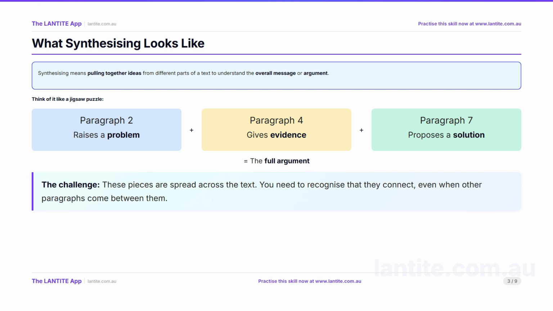But here's the challenge. Those pieces are spread across the text with other paragraphs in between. You might read paragraph 2 and then not see the solution until paragraph 7. Synthesizing is about recognizing that paragraph 7 connects back to paragraph 2, even though there are 5 paragraphs separating them.